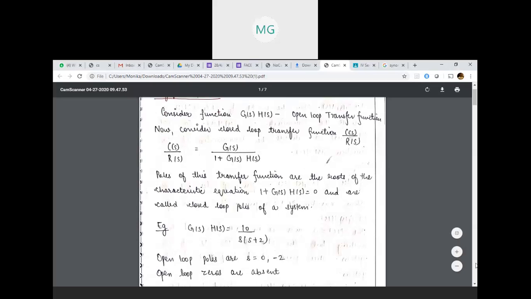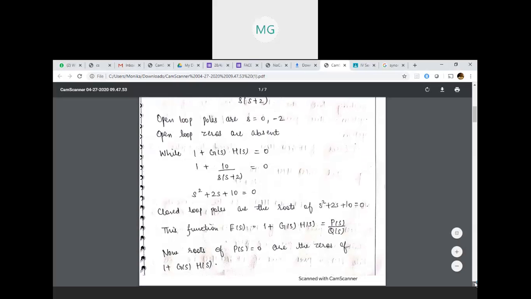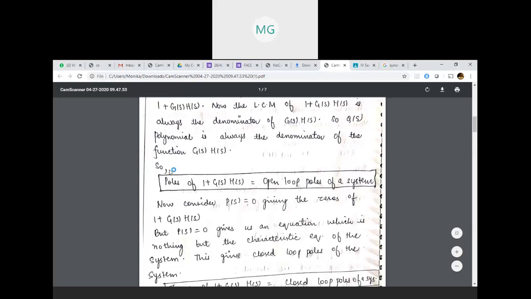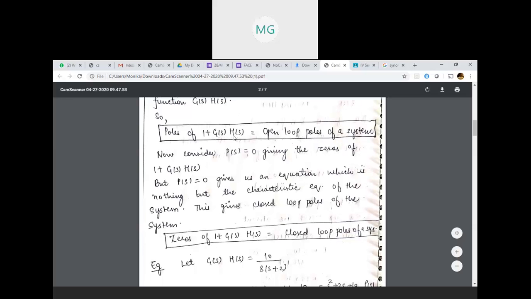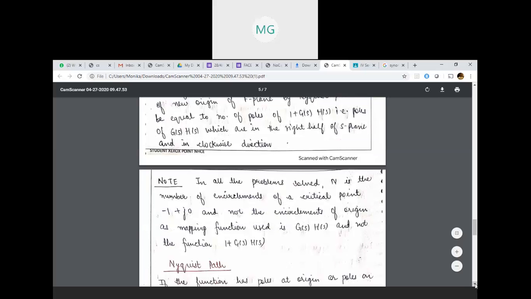After this, we took one example and understood that poles of 1 plus G into H is equal to open loop poles of a system. And also zeros of 1 plus G into H is equal to closed loop poles of a system. You have to remember these two conclusions. What are the conclusions? Poles of 1 plus G into H is equal to open loop poles of a system, and zeros of 1 plus G into H is equal to closed loop poles of a system.